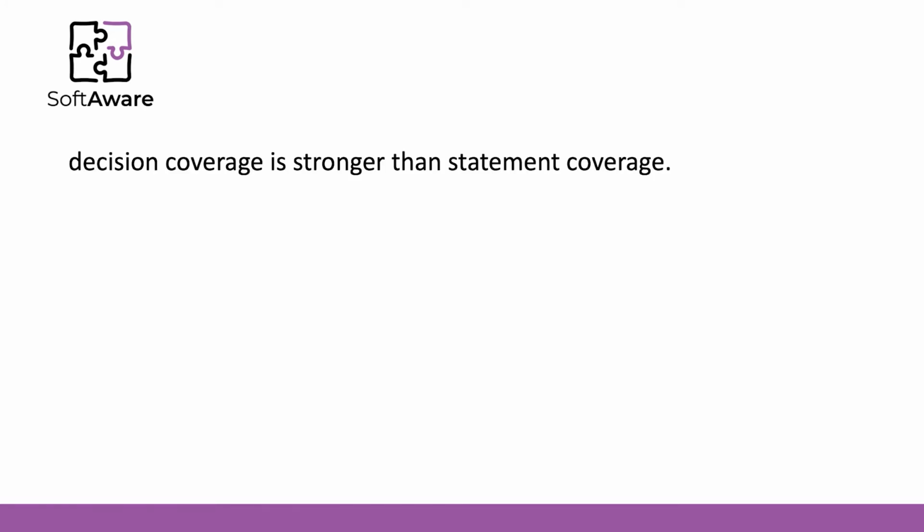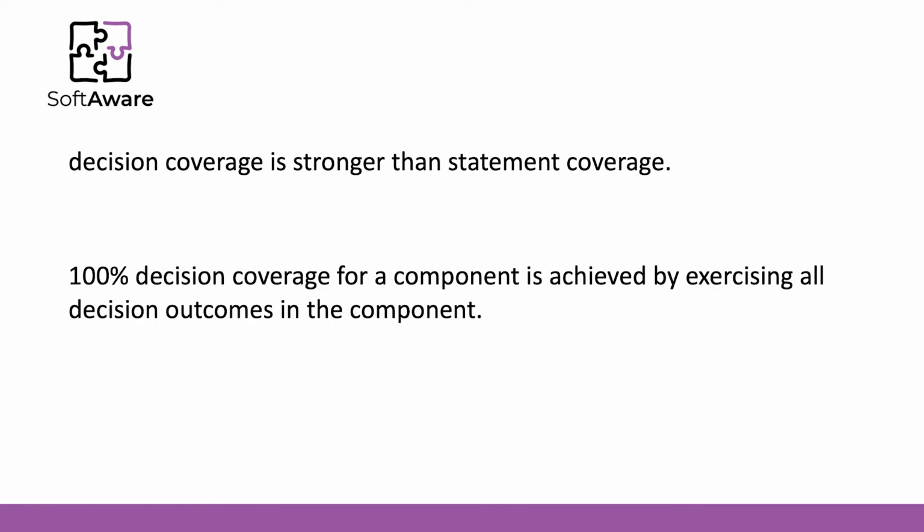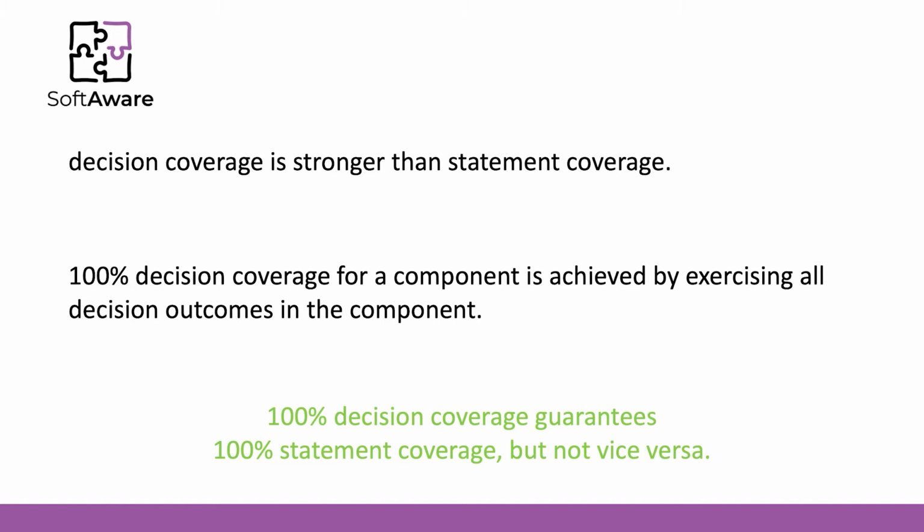Decision coverage is stronger than statement coverage. 100% decision coverage for a component is achieved by exercising all decision outcomes in the component. When you have 100% decision coverage, you have guaranteed that you also have 100% statement coverage. But be aware, the opposite is not true. So you cannot say that if you have 100% statement coverage, that you have achieved 100% decision coverage. We will see that in a couple of seconds in our examples.